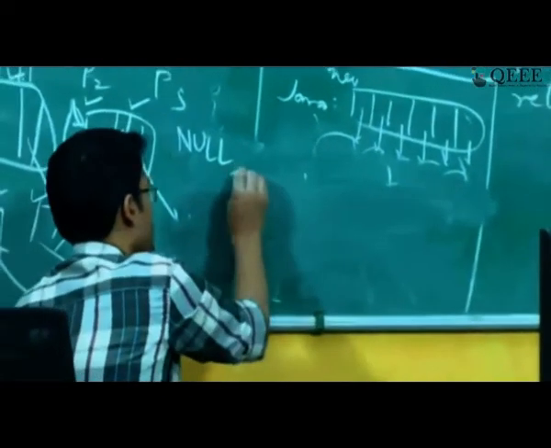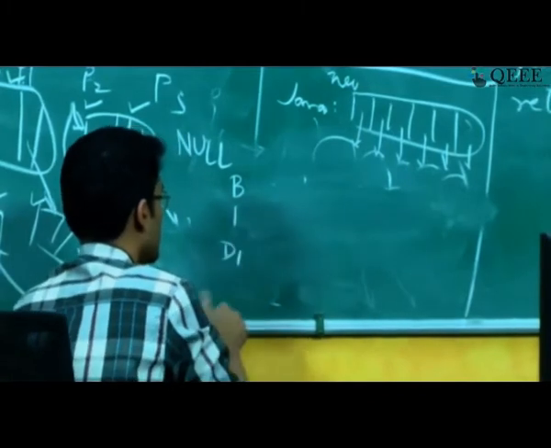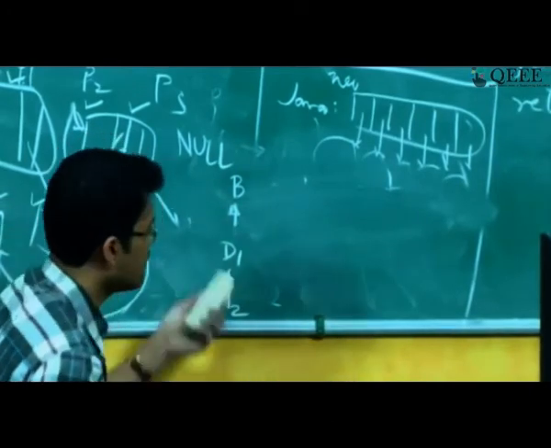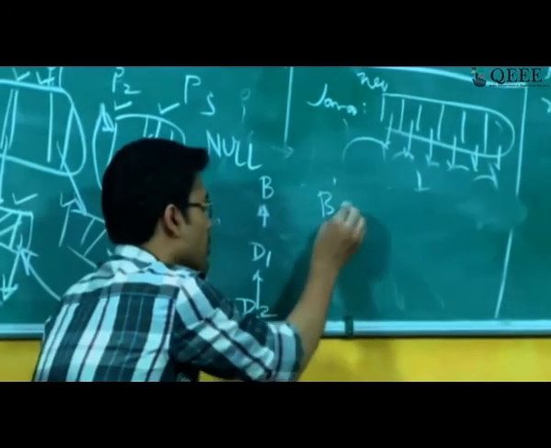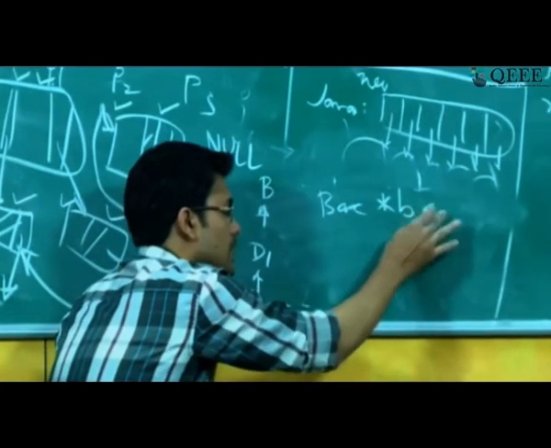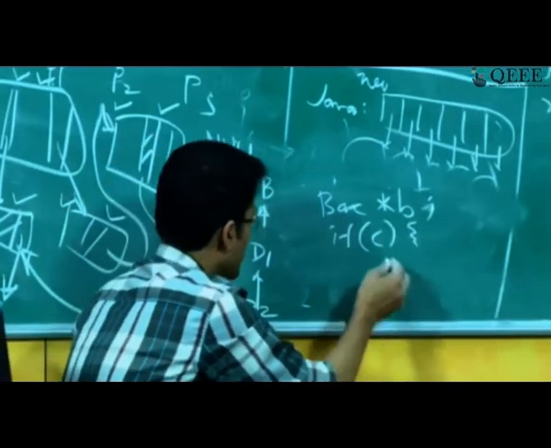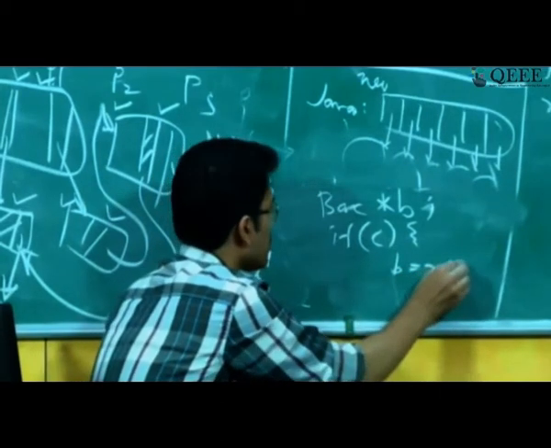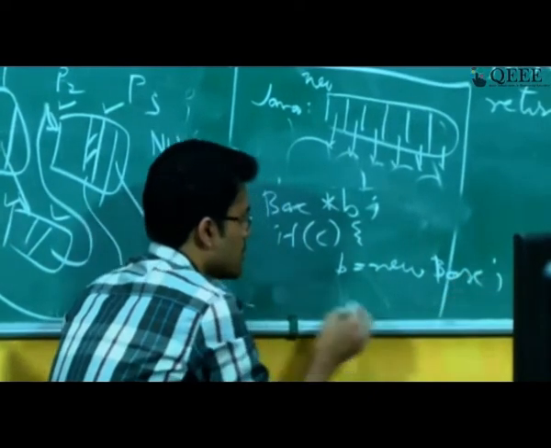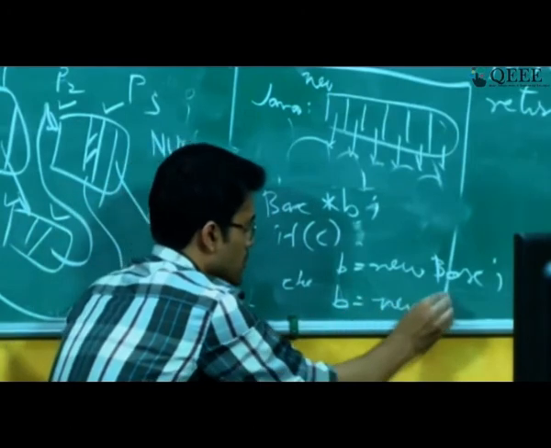So you have the base class, and there is a D2 which is deriving from D1 and so on. Now you have a base class pointer b, and if some condition, then b equal to new Base, else b equal to new, let us say, D1.